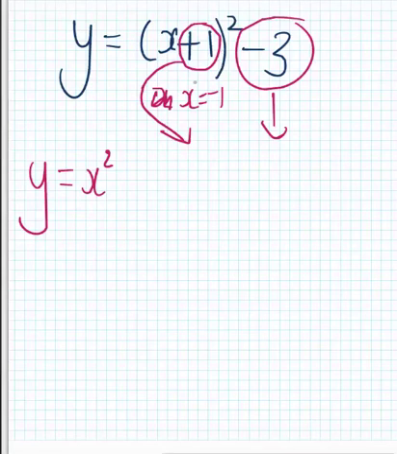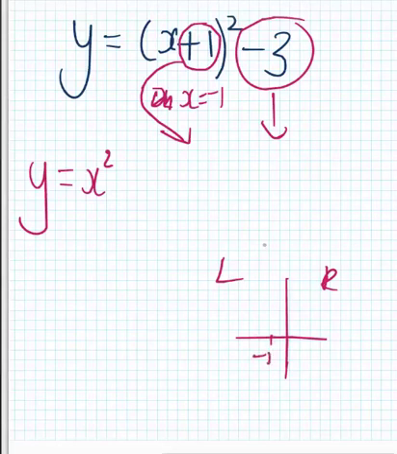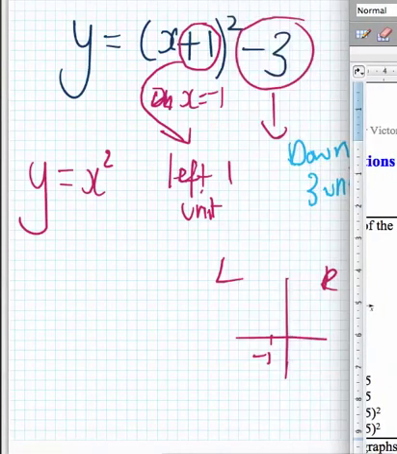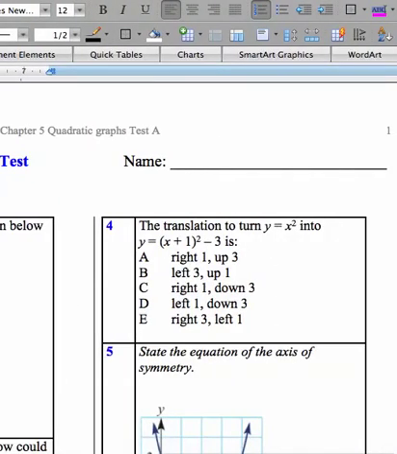This +1 here, when we know it's really x is equal to -1, we can say, on our graph, there's left and there's right, and -1 is just here. So our parabola is moving to the left, or translated to the left 1 unit. And -3 is translated down 3 units. So let's have a look and see which option that is. Left 1 unit and down 3 units. Left 1 unit, down 3 units. You can see it is C. Oh, sorry, it is D.